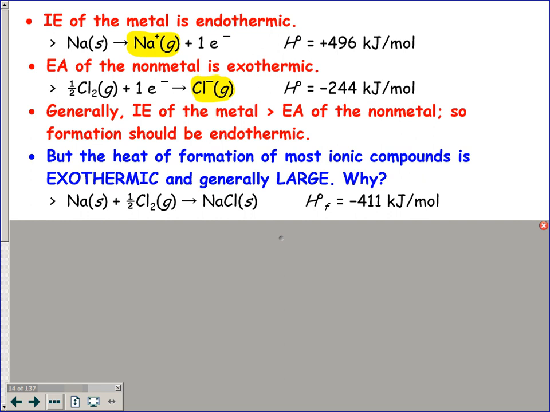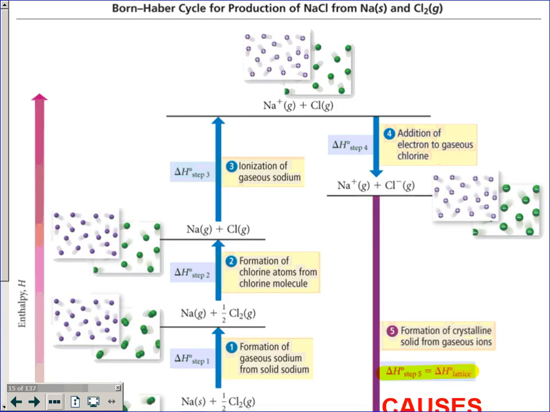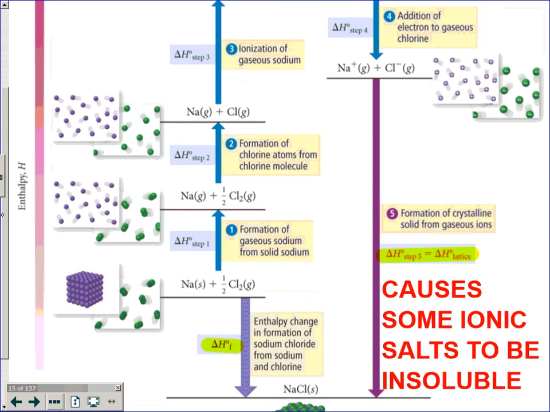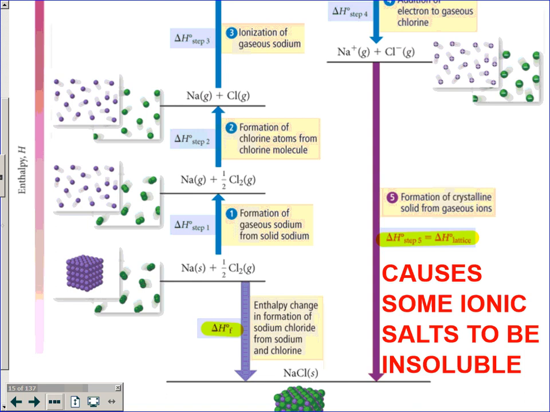So I was going to show you a graph with this. Here it is. So these were our steps we took to prepare something for bonding. Let me start where we did. We took sodium solid and we went to sodium gas. What was that called?